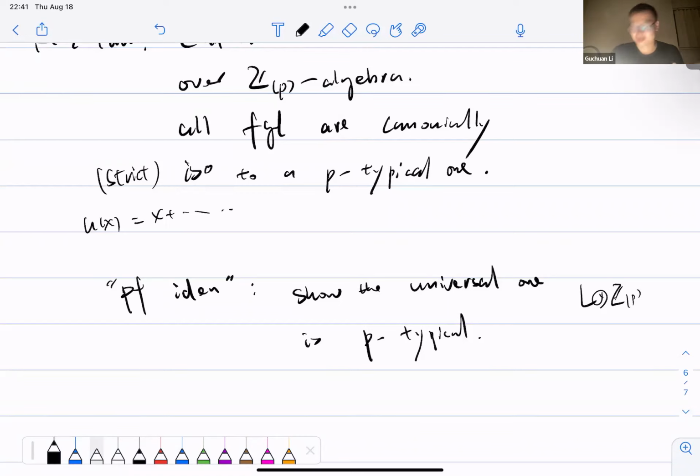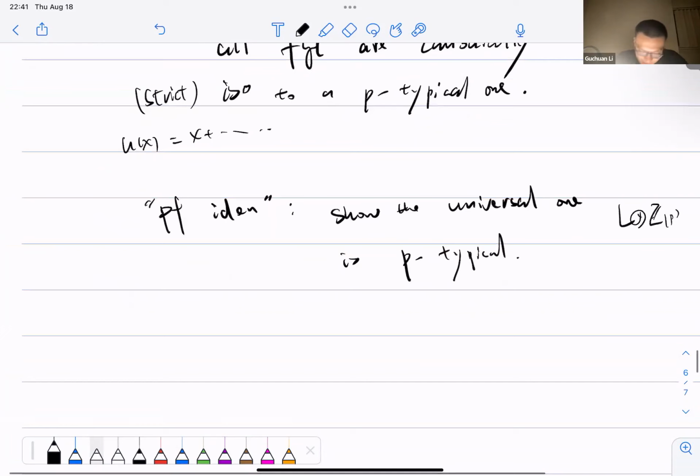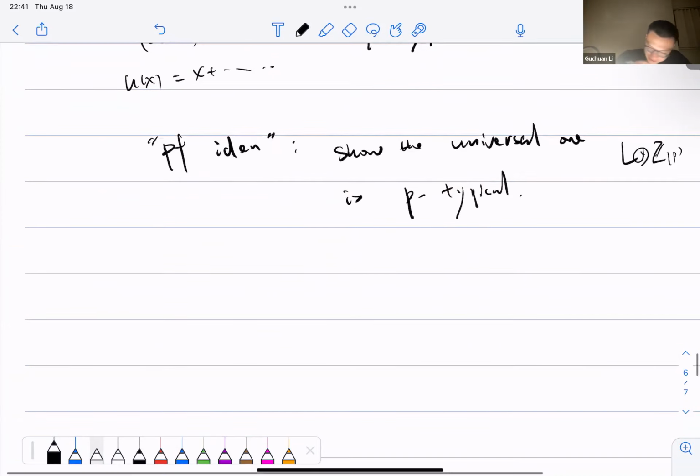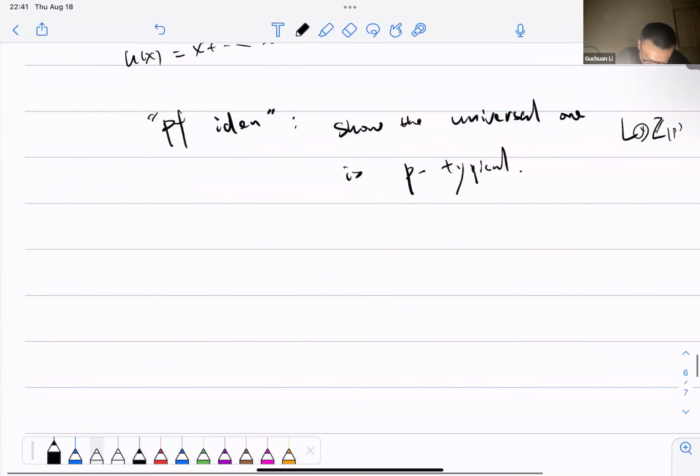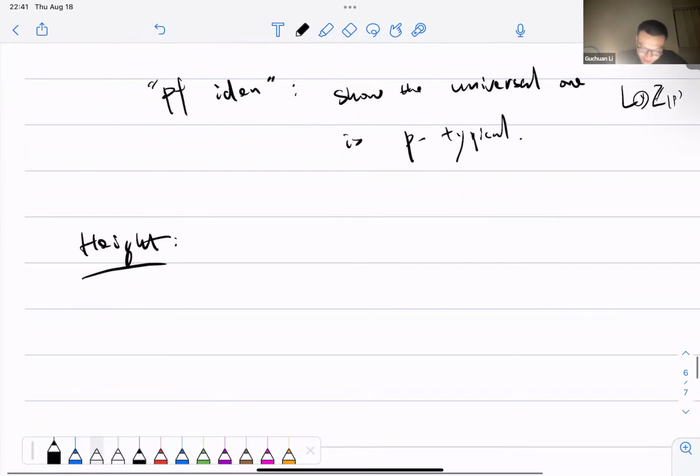That's the universal one. So in short, the universal formal group law after p-localization is no longer universal, but it's many copies of the coefficients, many copies of the actual universal one left over. Okay, and then I think maybe the next part, let me get the important definition for height. So first, introduce some notations.